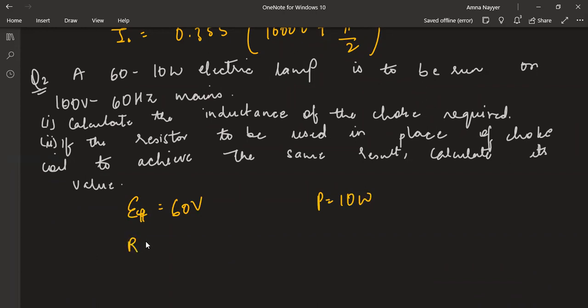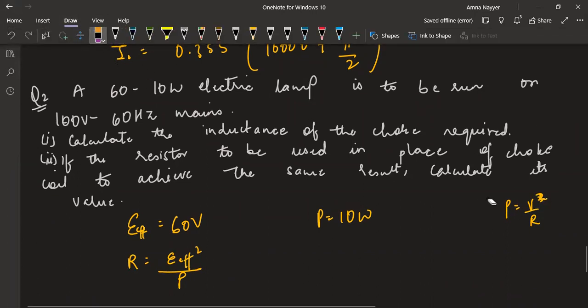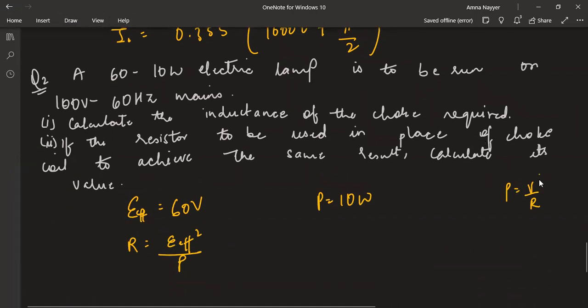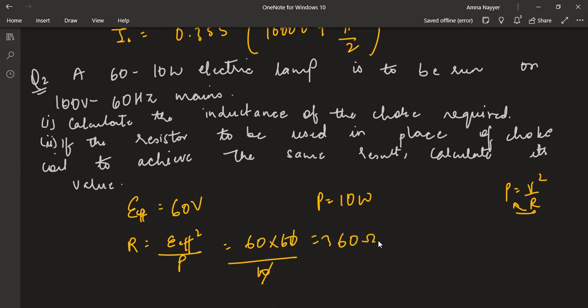Now resistance is E effective square divided by power. I hope you remember P is equal to V square by R. From this equation, this can be exchanged and we can get the resistance. So 60 into 60 by 10 gives 360 ohm.